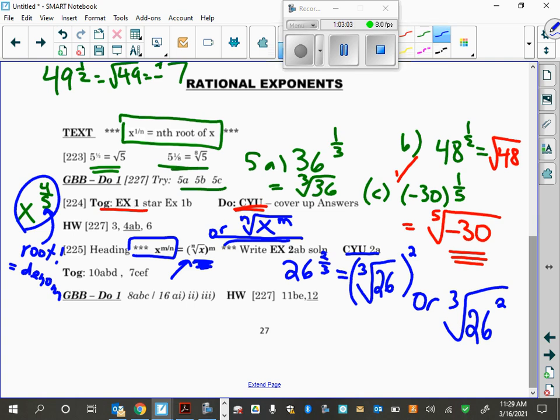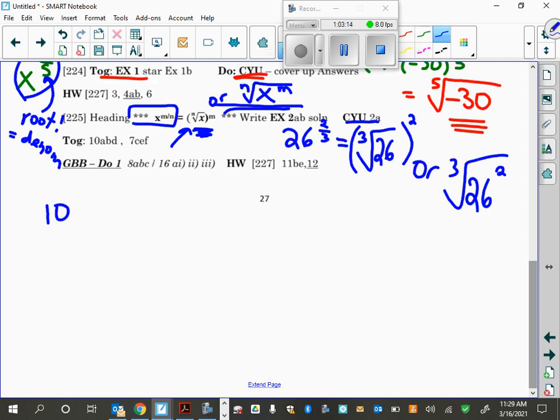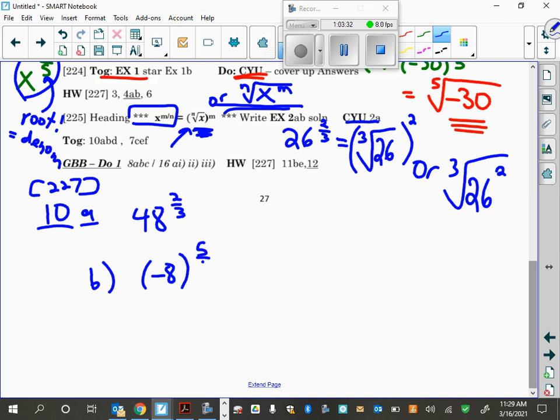Okay, so let's talk about these three. This is on page 227. So go ahead and rewrite this. Go ahead and write this. Rewrite this and this. Go ahead and do that.